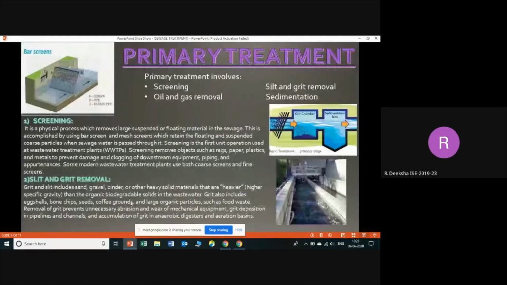So let us look at the primary treatment. Primary treatment mainly involves 4 processes: screening, slit and grit removal, oil and grease removal, and sedimentation. So let's look into screening.